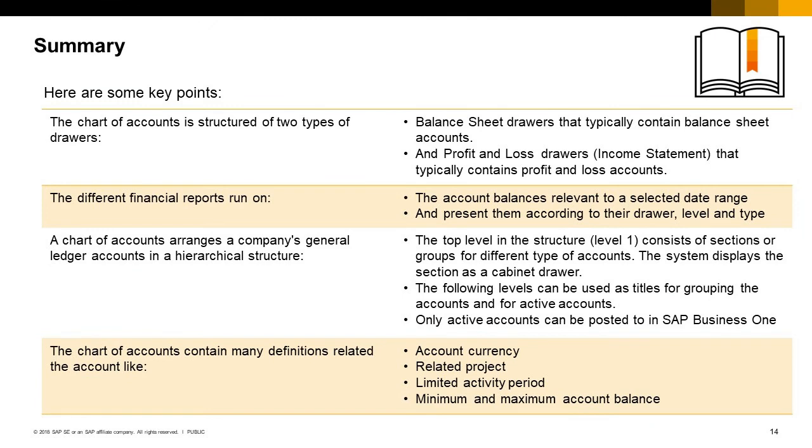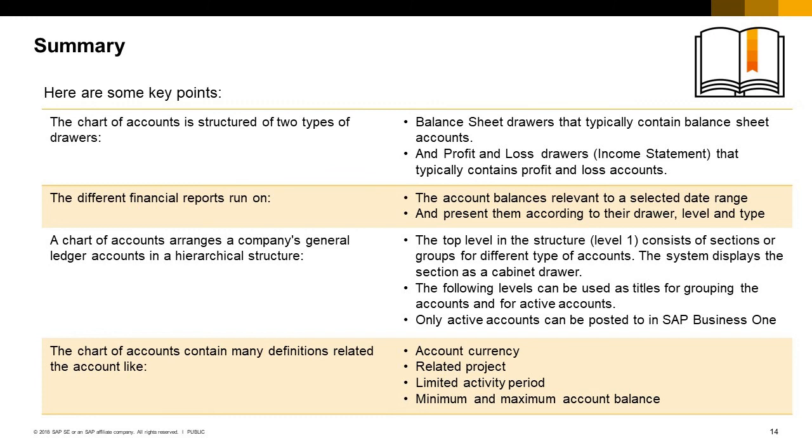Here are some key points to take away. The chart of accounts is structured of 2 types of drawers: balance sheet drawers that typically contain balance sheet accounts, and profit and loss drawers, income statement, that typically contain profit and loss accounts. The different financial reports run on the account balance relevant to a selected date range and present them according to their drawer, level, and type.